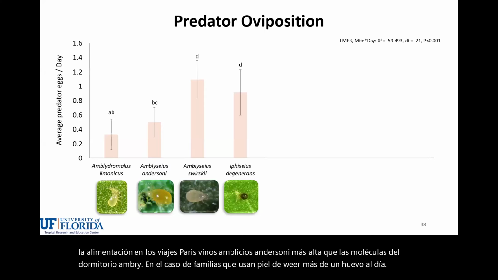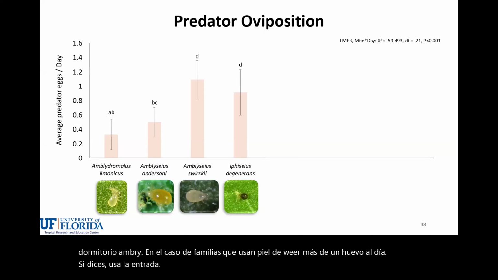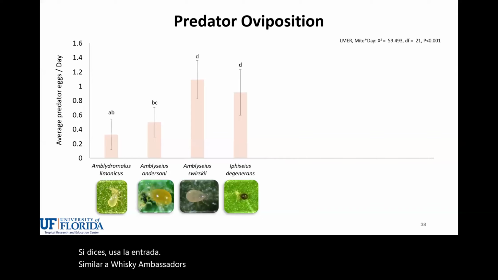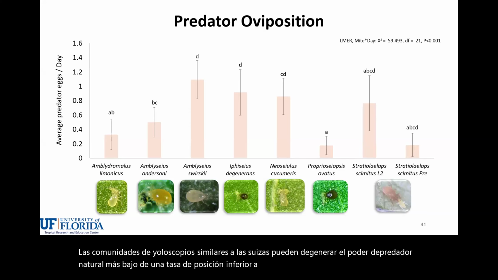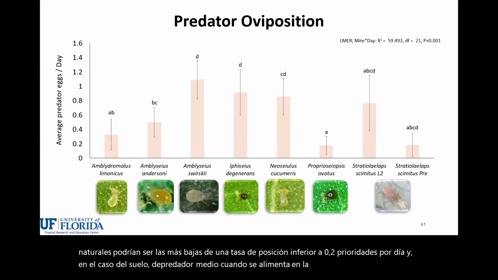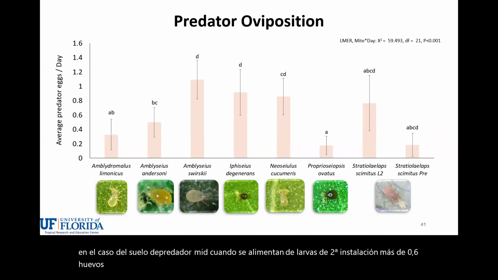Euseius degenerans, similar to Amblyseius swirskii, with more than 0.8 eggs per day. Neoseiulus cucumeris, similar to swirskii and degenerans. The naturally occurring predatory mite had the lowest oviposition rate, less than 0.2 predator eggs per day. And in the case of the soil predatory mite, when feeding on second instar larvae, more than 0.6 eggs per day. And when feeding on the prepupae stage, similar to the naturally occurring predatory mite, around 0.2 eggs per day.